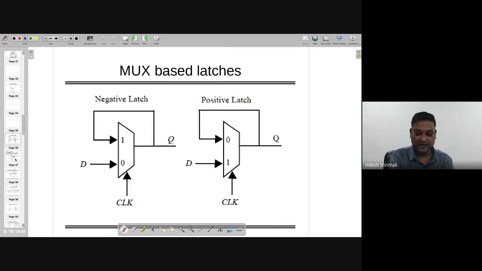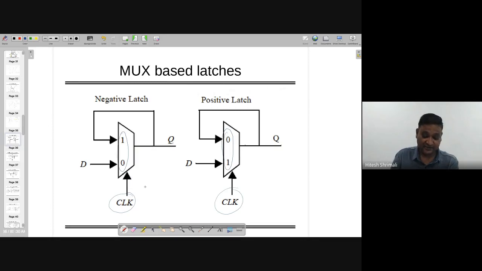So these are the negative latch and positive latch depending on the value of clock. And look here, the positions are looking the same, but the internal values are changed. Note that. This is 1 0 and this is 0 1. So whenever you get stuck, you can make such a thing and you can find out which is the correct one.